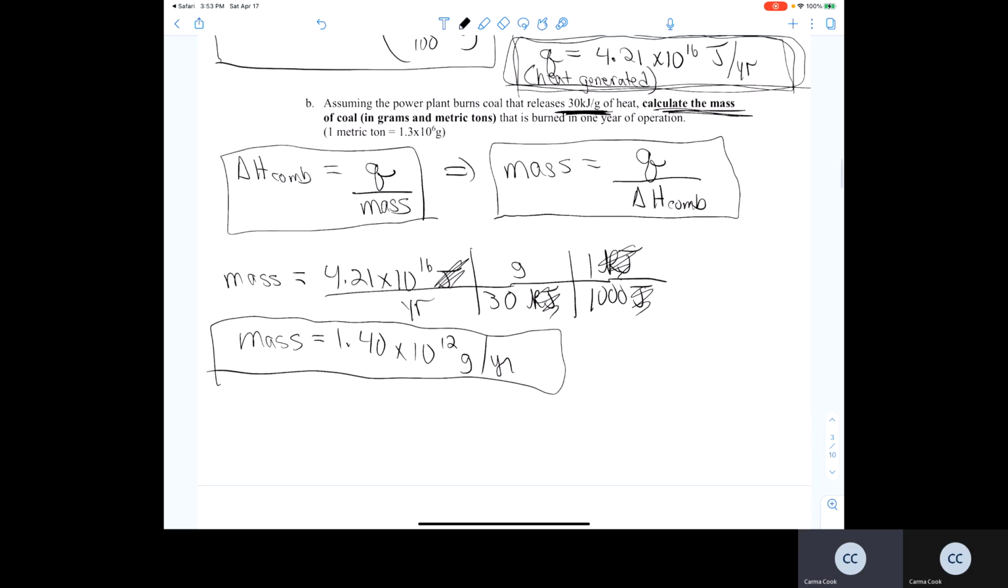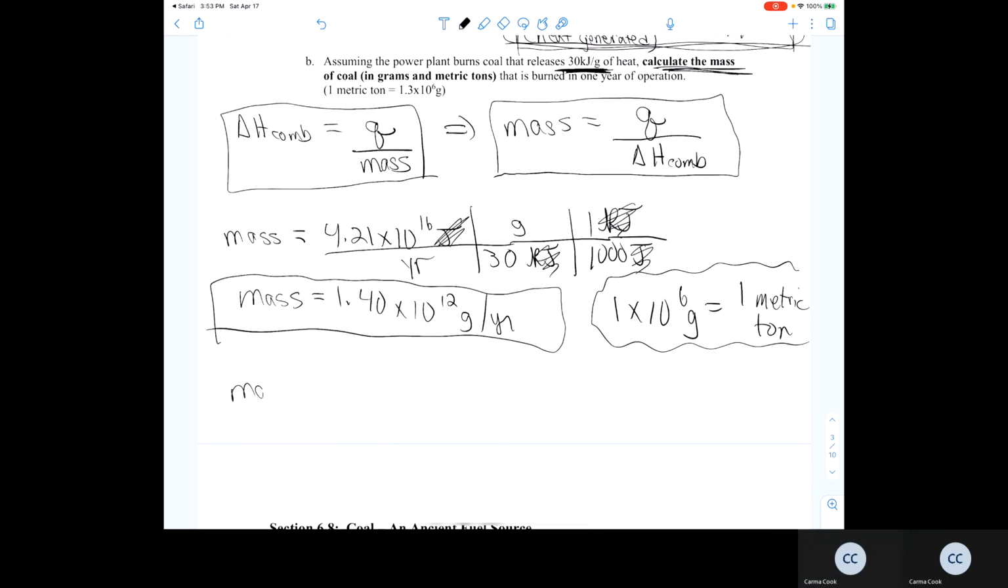And then convert that to metric tons. 1 times 10 to the 6 grams is equal to 1 metric ton. So therefore, in metric tons, the mass is equal to 1.4 times 10 to the 6 metric tons of coal per year.